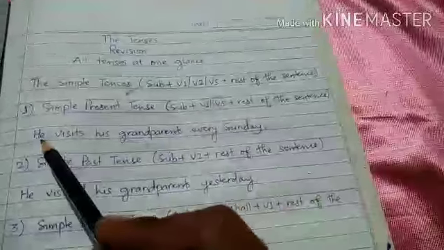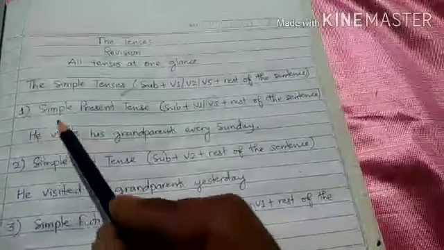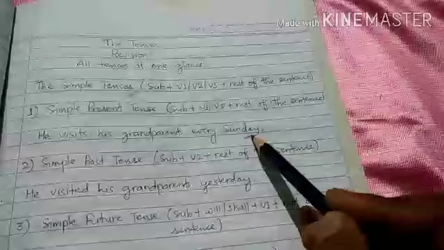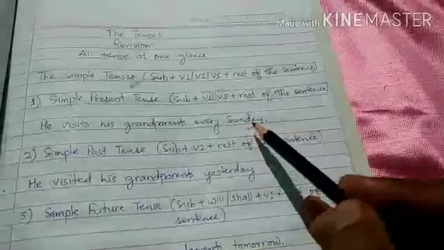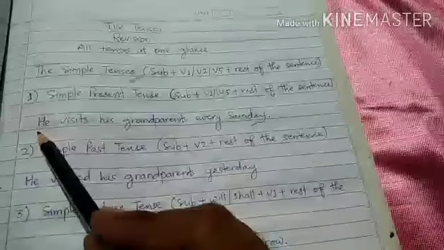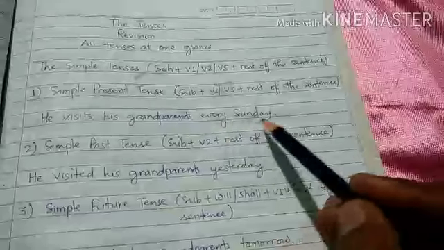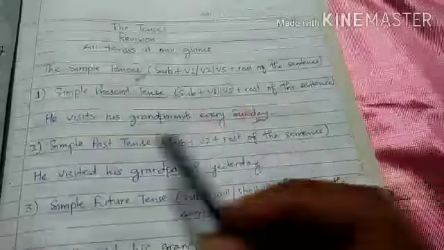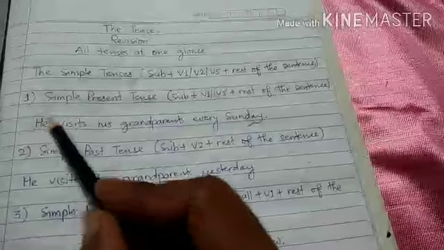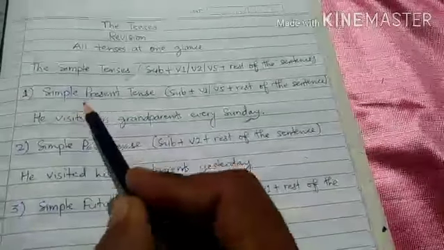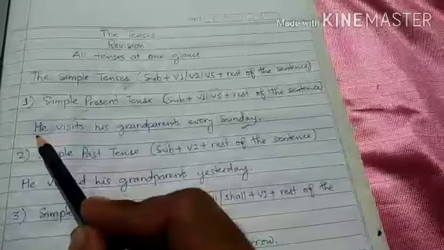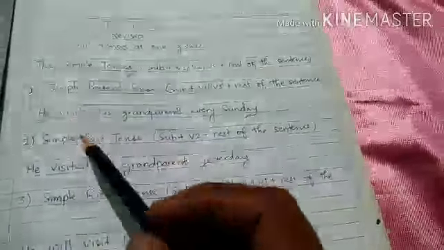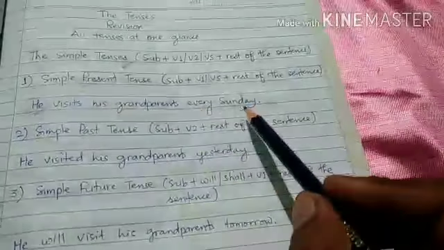So now see, we have already understood the uses of simple present tense. I have just taken a sentence here which is an example of the simple present tense. See here, he visits his grandparents every Sunday. So this sentence is in simple present tense. Subject is here, visits, V5 is here. As I have already told you, if the subject is singular we use V5. Okay, he visits his grandparents every Sunday.